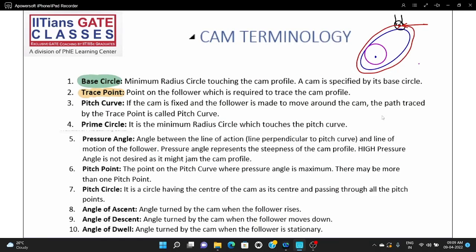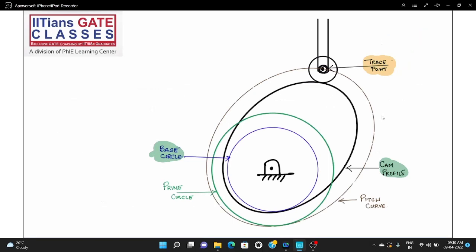Now next is the pitch curve. If the cam is fixed and a follower is made to move around the cam, the path traced by the trace point is called the pitch curve. See, all these definitions you'll have to remember, right? So basically, the path traced by the trace point is the pitch curve. So this is nothing else but the pitch curve.